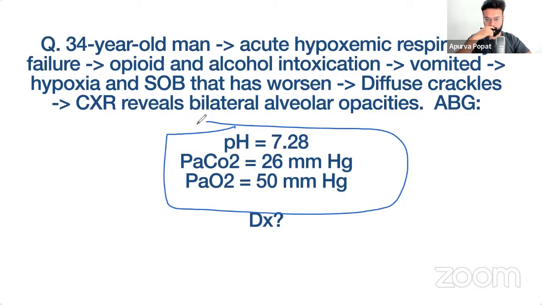Acidotic, first of all, because the pH is less than 7.35. Okay, then respiratory acidosis? This CO2 is less. Normal should be around 40.